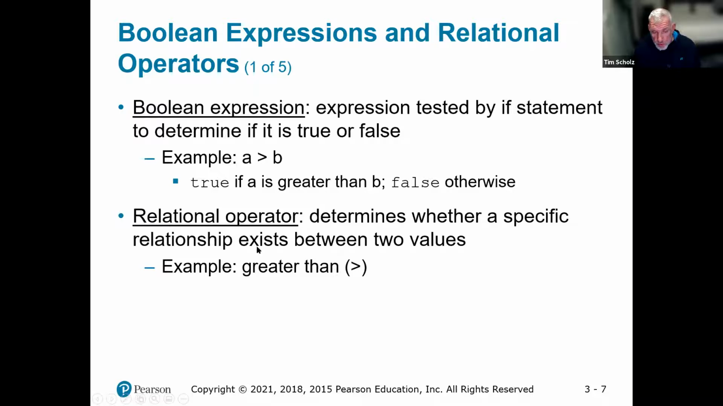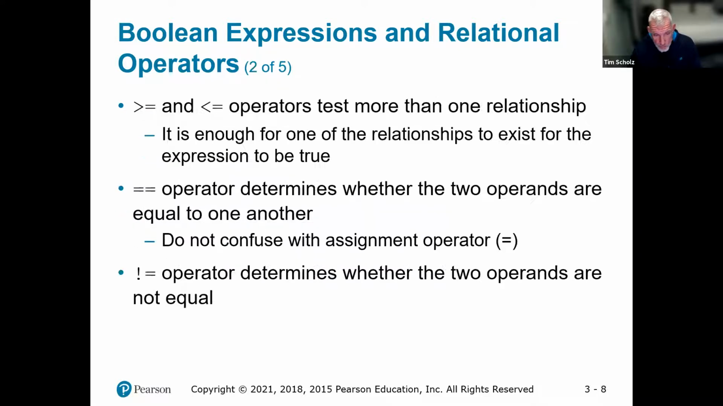A good example of a relational operator is greater than. The relational operator is the operator that's between the two values that you're using to compare them. Examples of relational operators: you saw greater than. You can also have greater than or equal, less than or equal, and less than. Those are all the operators.